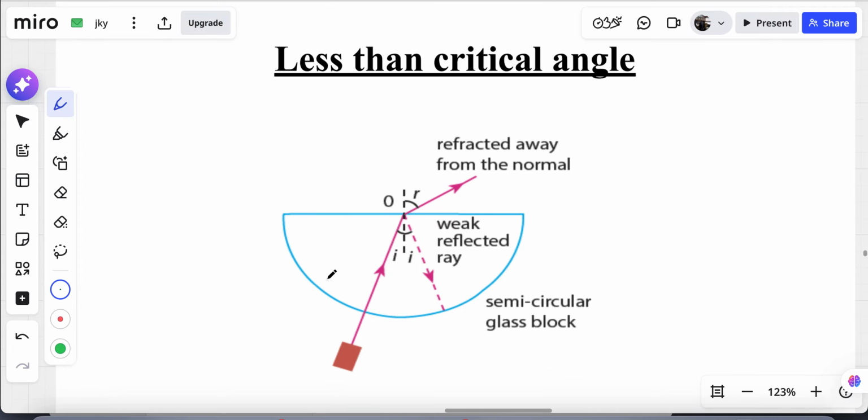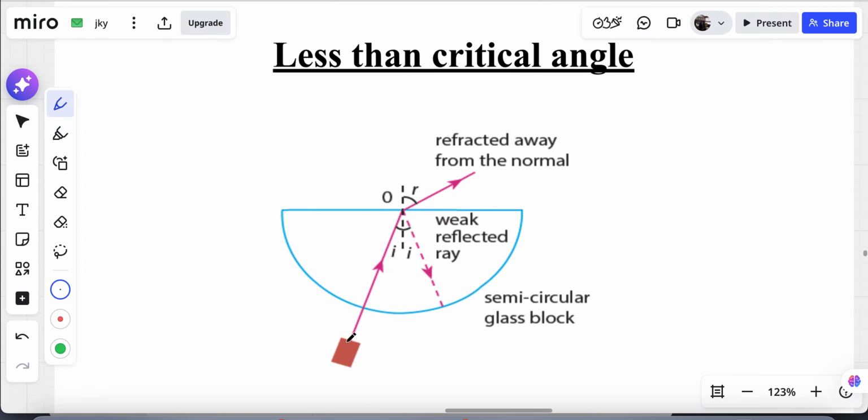So here we are at the beginning. At the beginning we have most of the ray refracted. You can see it refracted away. Only a few are reflected; that's why we call it weak reflection. Only a few tiny ones are reflected back in the same medium, but most of the ray is refracted because the angle of incidence is small.